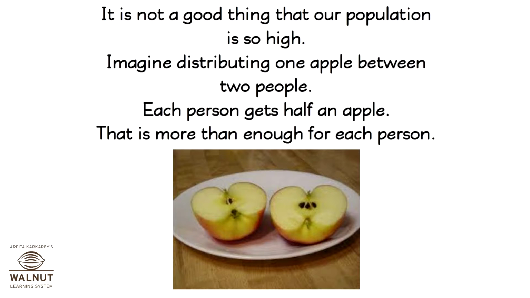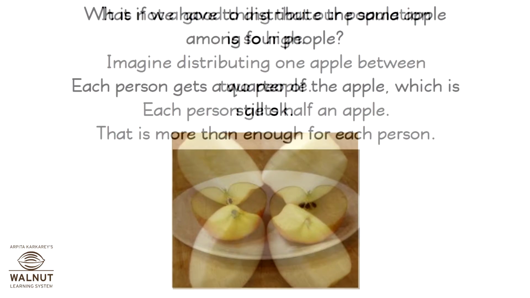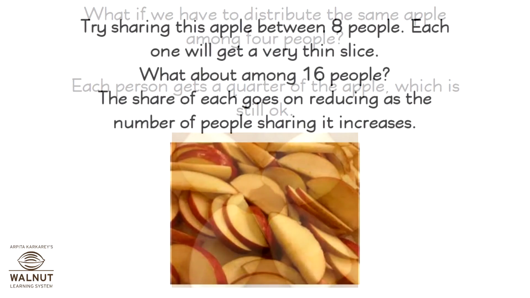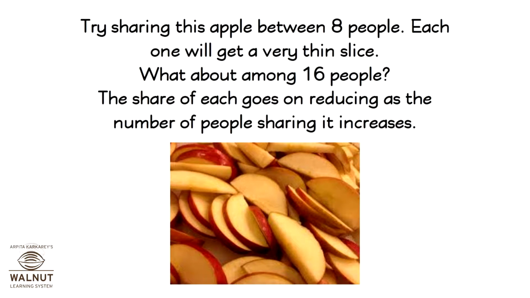It is not a good thing that our population is so high. Imagine distributing one apple between two people. Each person gets half an apple. That is more than enough for each person. What if we have to distribute the same apple among 4 people? Each person gets a quarter of the apple, which is still okay. Try sharing this apple between 8 people. Each one will get a very thin slice. What about among 16 people? The share of each goes on reducing as the number of people sharing it increases.